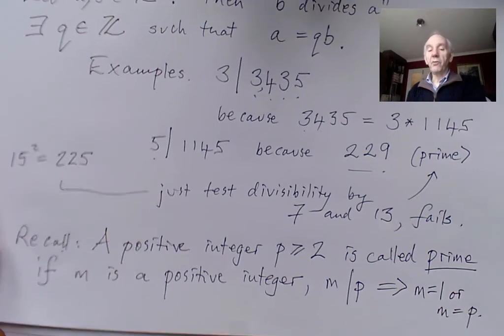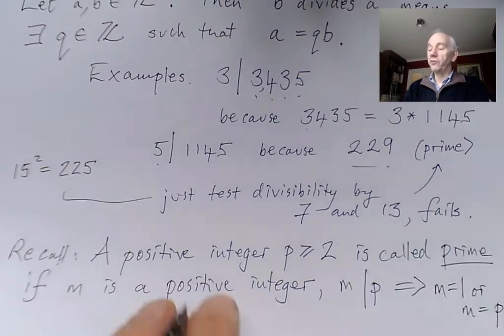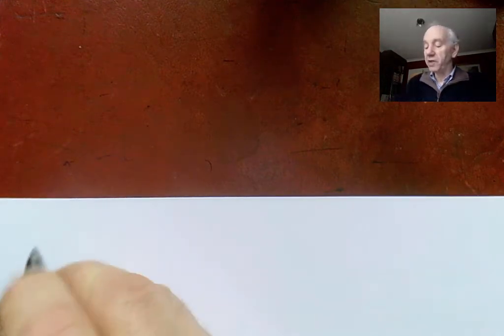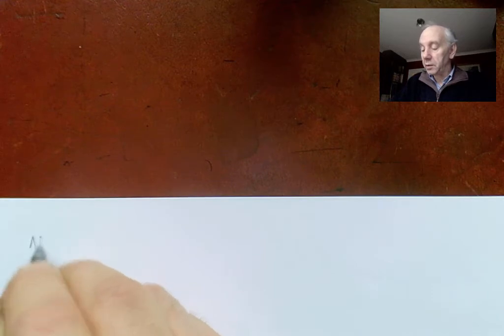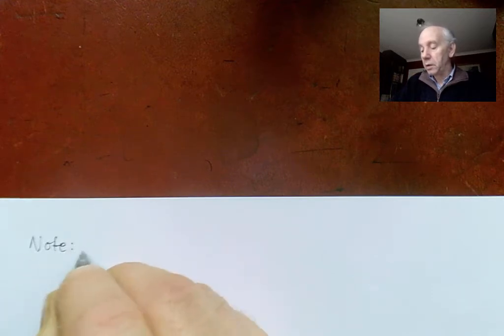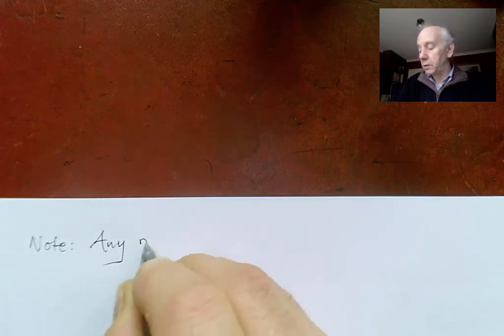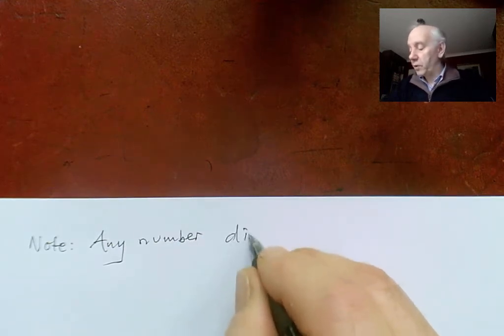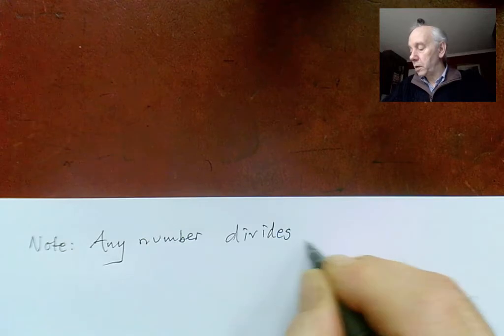Okay, let me give you one or two other examples of divisibility. Because it's important to recall the definition I gave you to understand, for example, that any number divides 0. So note that any number divides 0.